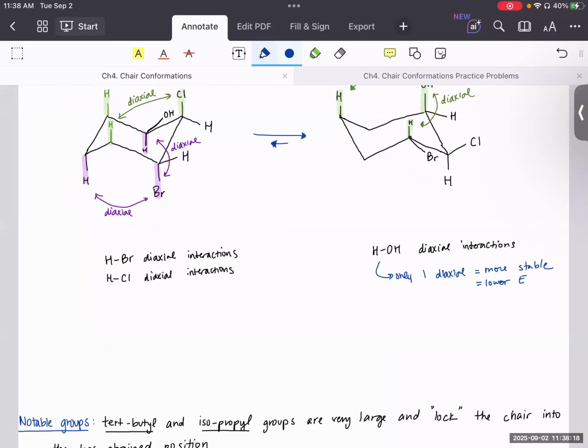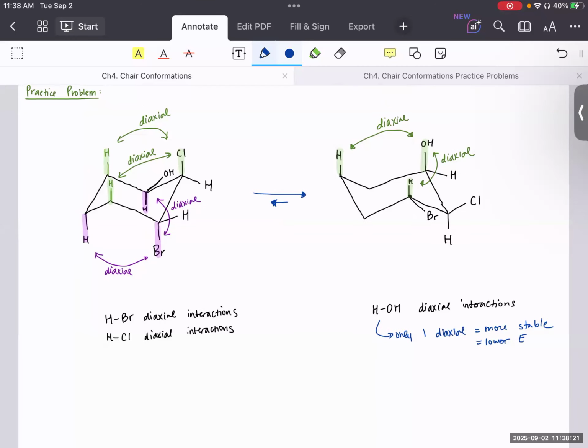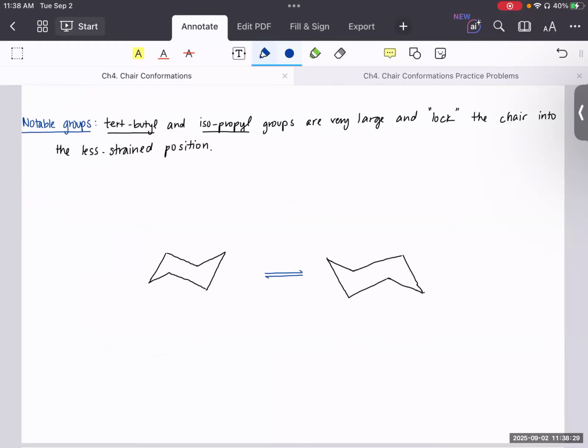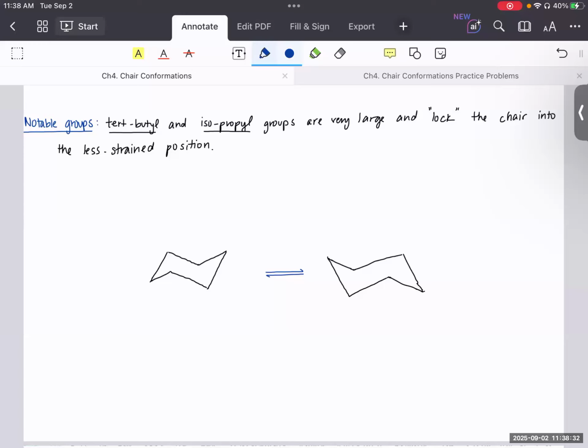All right, so altogether, to determine which one's the most stable, you would first just identify which diaxial interactions you have, and then choose a structure that minimizes them. However, there are a few key groups to pay attention to, and here I labeled them as notable groups. These are going to be groups that are very, very large. For example, a tert-butyl group and an isopropyl group are very, very big. And so the interactions that we get with those groups are going to be so destabilizing that they're going to heavily favor one of the chair conformations, regardless of which other groups you have on the ring.